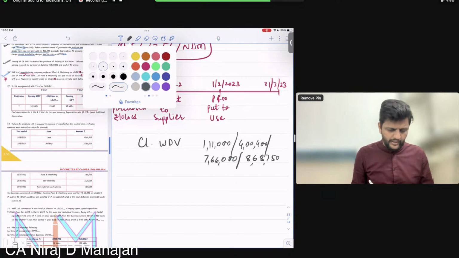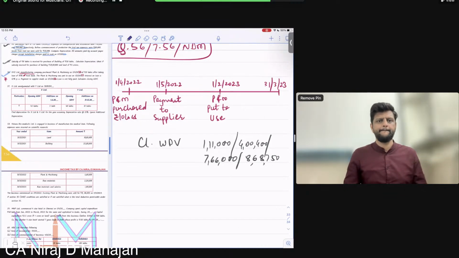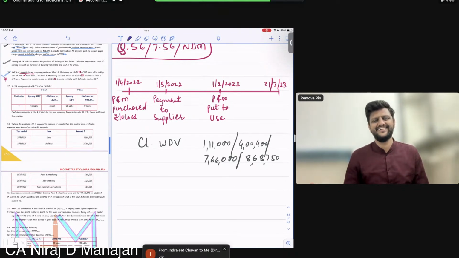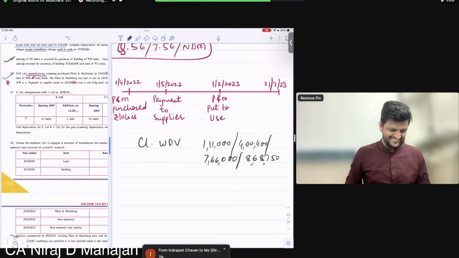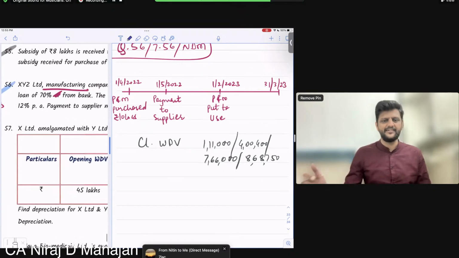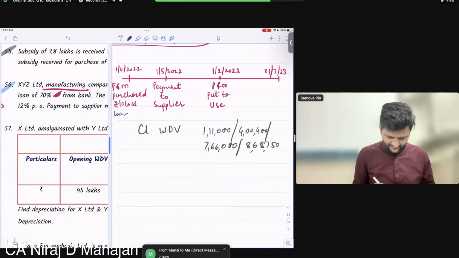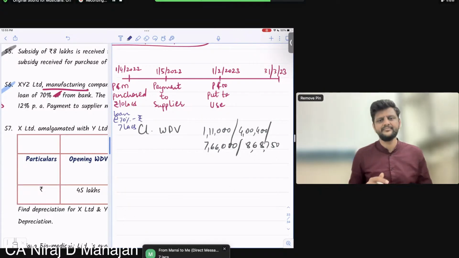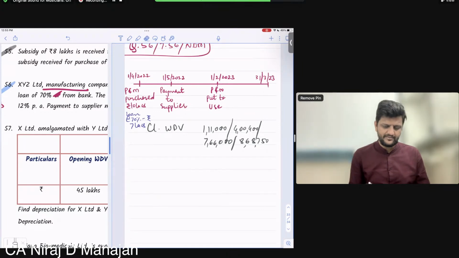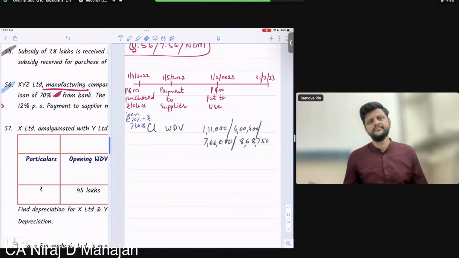Some things I purposely did not write in the timeline. What is the loan amount? Tell me, type quickly or unmute. What is the loan amount? Loan of 70%. Loan is of 7 lakhs. Okay? Fine.